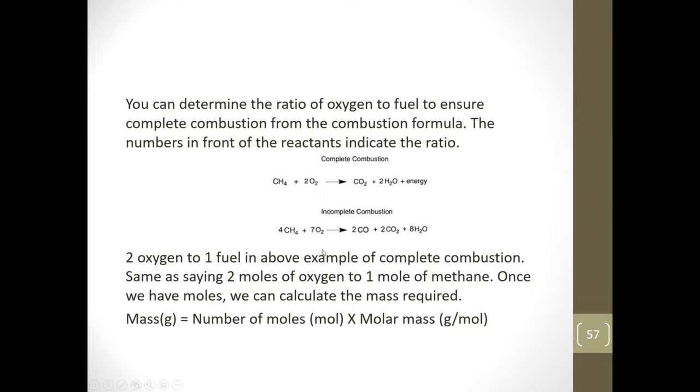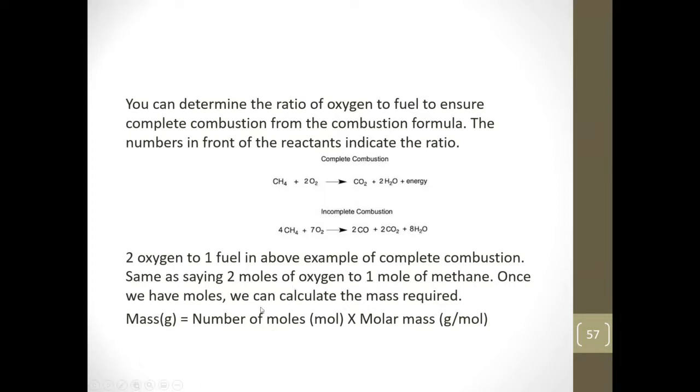But now we're going to expand on that a little bit here, and we're going to say, now if we have two oxygens and one fuel in this example here. Same as saying that we need 2 moles of oxygen and 1 mole of methane. Once we have the moles, we can then calculate the mass of each of these components that's required. I don't know why we would want to, but we can and we will.